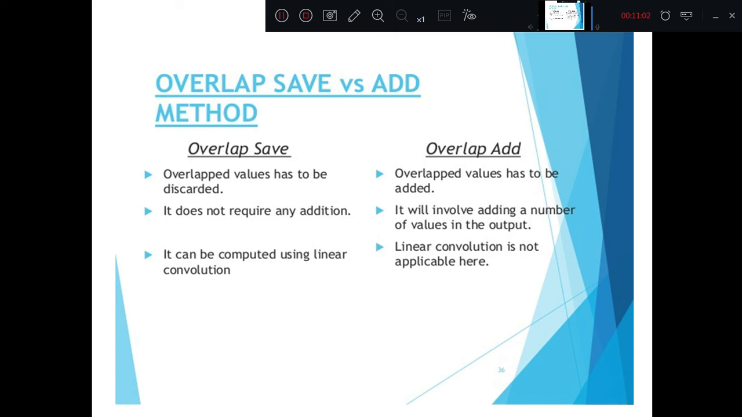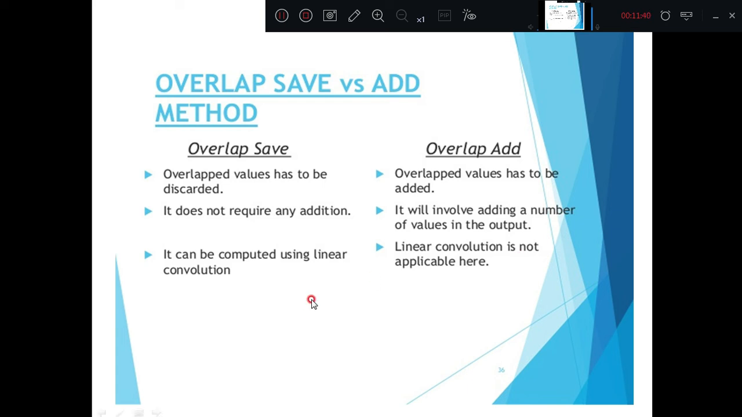So in the overlap save method, overlap values have to be discarded. Here the overlapped values have to be added. So this is the first difference. And here it does not require any addition, you just have to discard the overlapped values. It will involve adding the number of values in the output, and it can be computed using linear convolution also, and linear convolution is not applicable in the overlap add method, right?